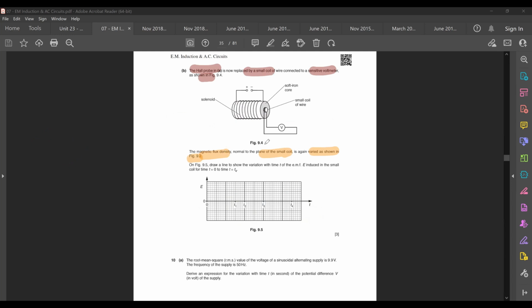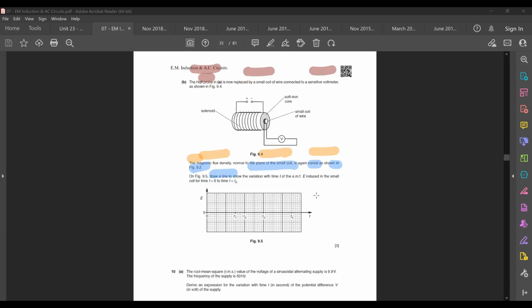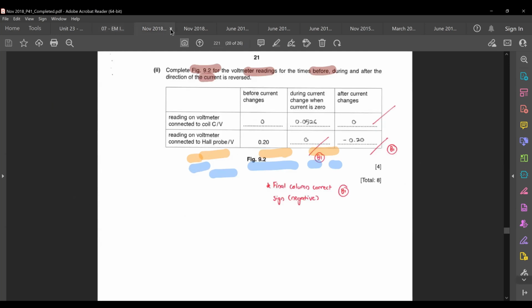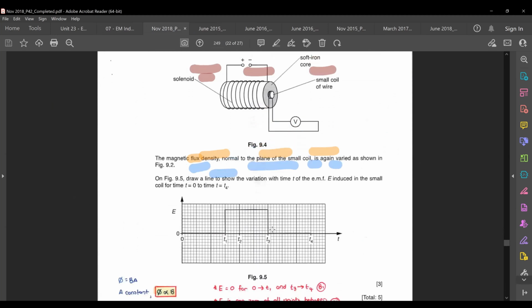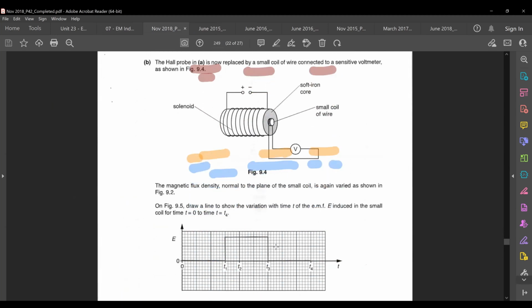So on this figure below, draw a line to show the variation with time t of the EMF E induced in the small core for time 0 to t equals 4. So again, it's asking you to plot a graph of EMF versus time. This one, by right, you should just use your gradient again. Based on what has been described here, you are most likely going to use a gradient again.